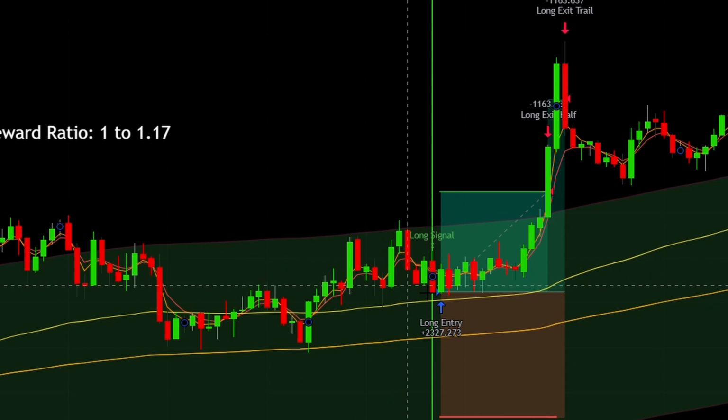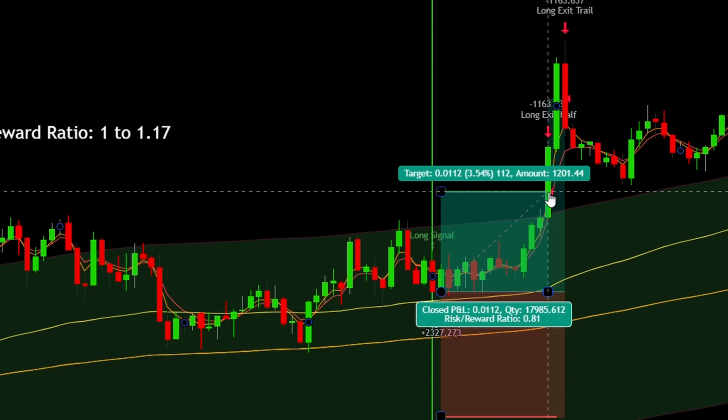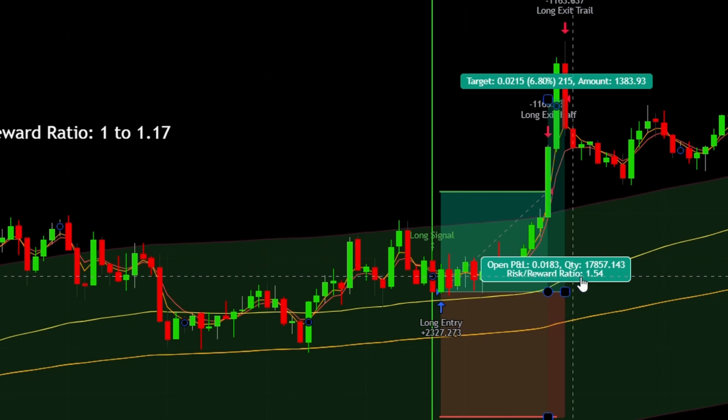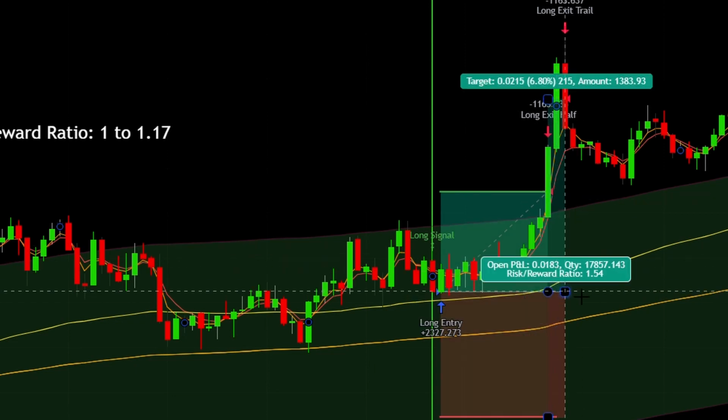The starting risk to reward ratio was 1 to 0.8 with this strategy. Once that first take profit level got hit, the strategy closed off 50% of the position, locking in a portion of the profits. Then it let the rest of the position run until the trailing stop loss got hit. When the trailing stop loss got hit, the new risk to reward ratio was now 1 to 1.54.